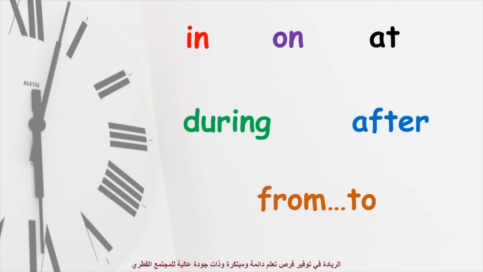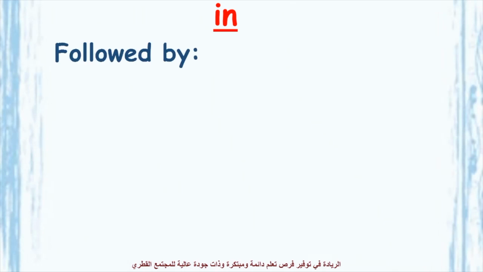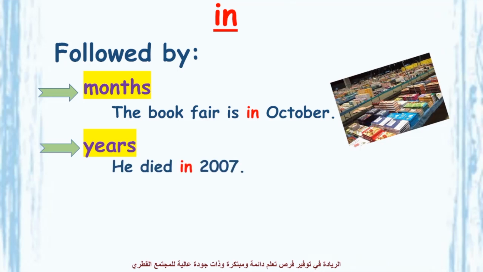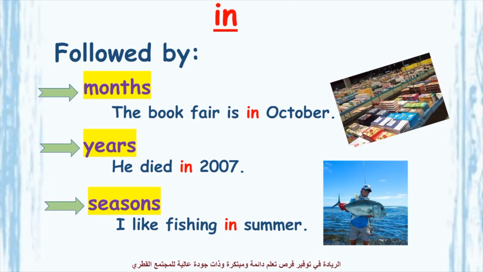Okay, here we go. Let's start with the preposition in. This preposition is usually followed by months, like the book fair is in October, and years, like he died in 2007. And it's also followed by seasons, like I like fishing in summer.